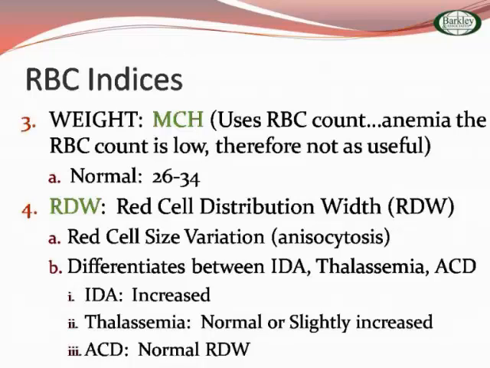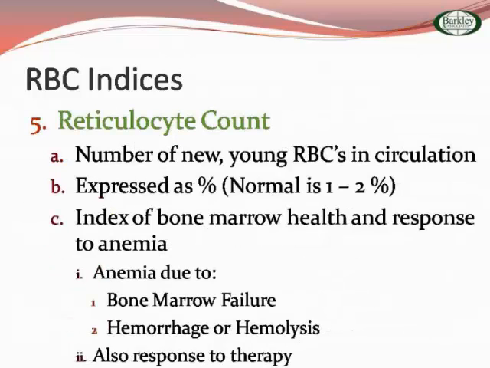Your retic count, this is an important one. It's the number of new young RBCs in circulation. Normally it's a percentage, 1 to 2%. It's an index of bone marrow health and the response to anemia. So for instance, it tells you a little bit about whether or not your bone marrow is failing. It tells you a little bit about hemorrhage and hemolysis, and how well your body is responding to therapy, okay? This is going to be evident when I do sickle cell with you. You're going to see that.